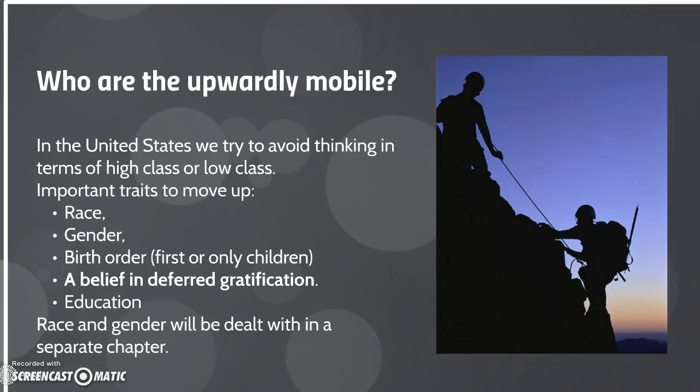Race and gender will be dealt with in a separate chapter, but obviously in the past in the United States, if you're white and male, it gave you an advantage in the system. Whether that's as true today or not, we will discuss in a different chapter. Birth order refers to the fact that statistically oldest children tend to excel and be high achievers. And so sometimes an oldest child will move up in the social rankings, often through education.